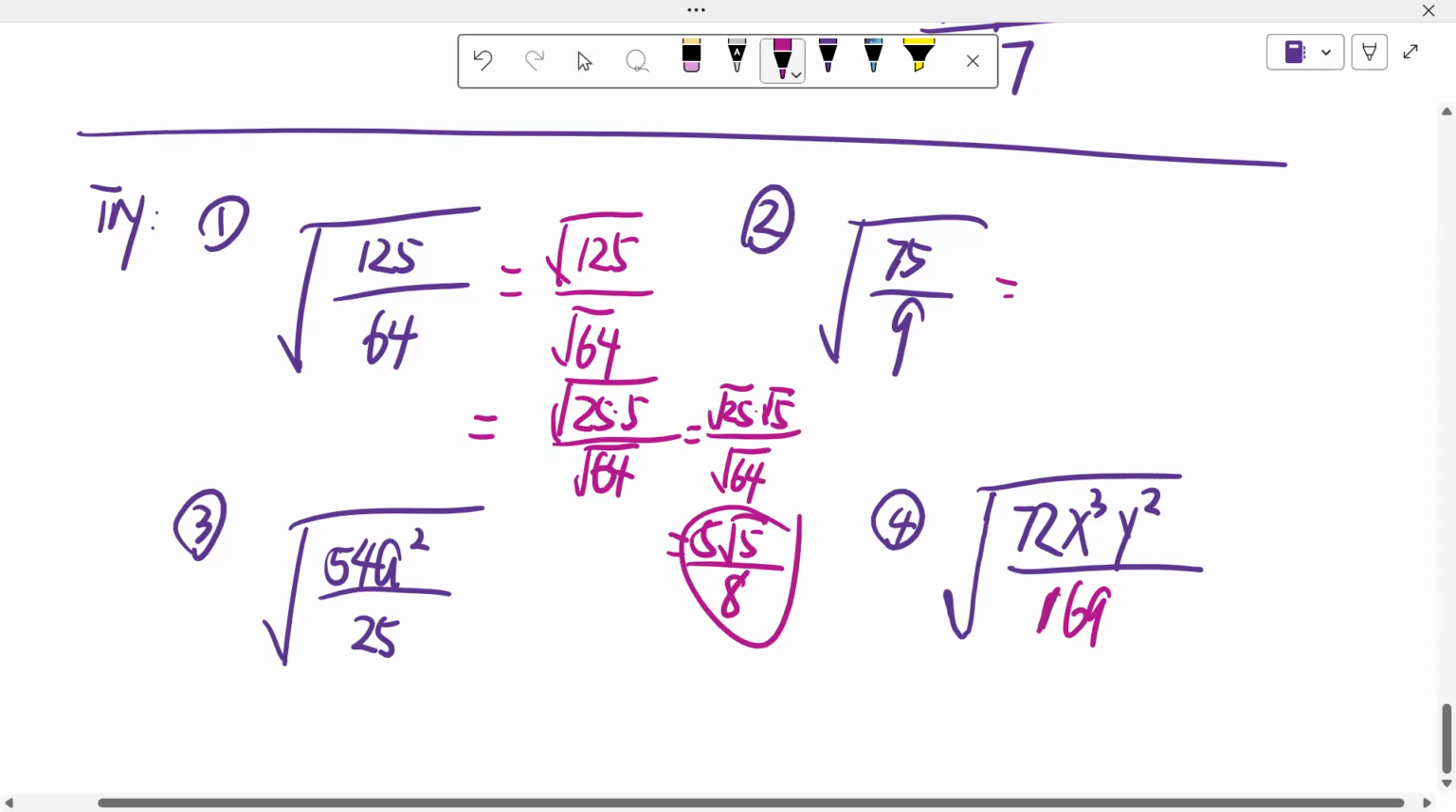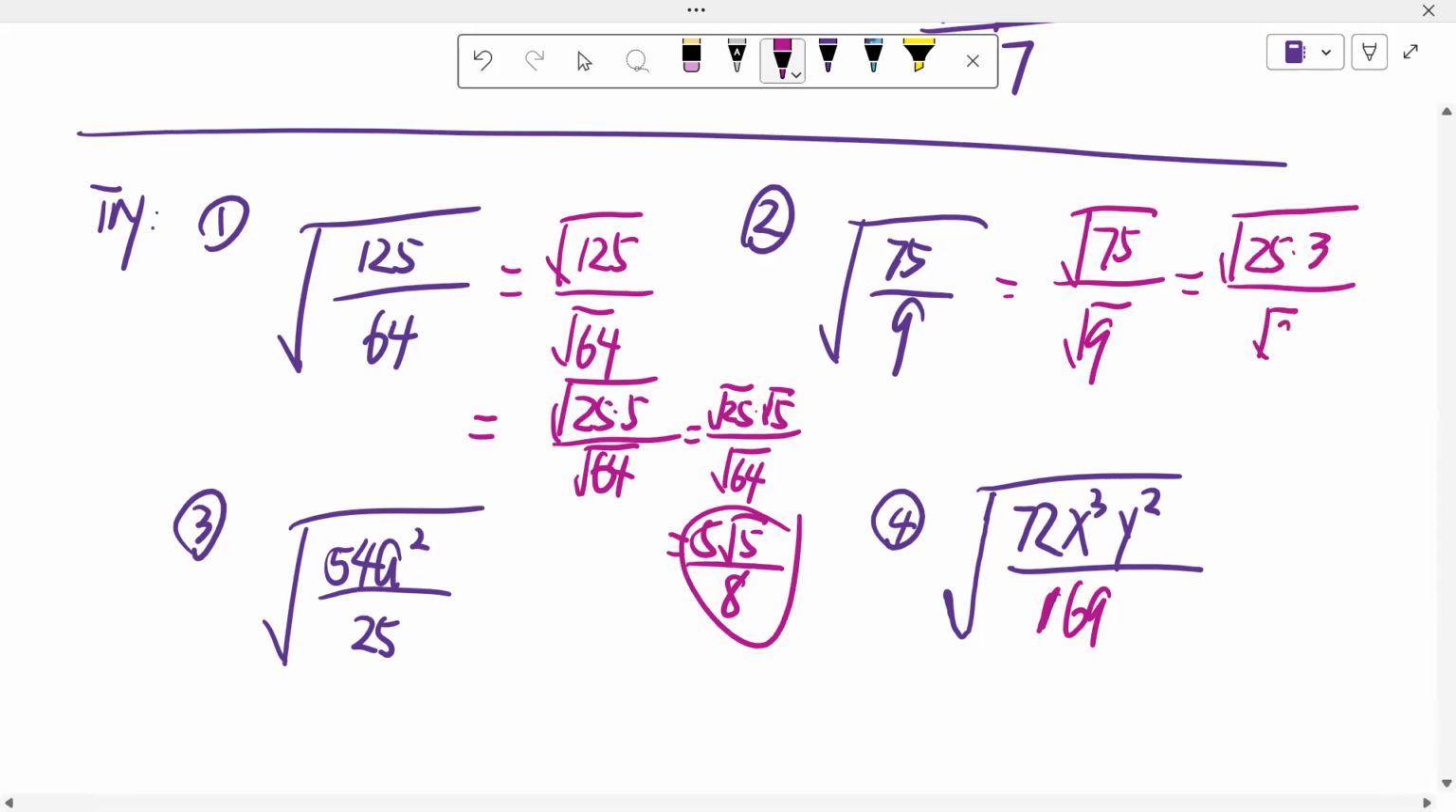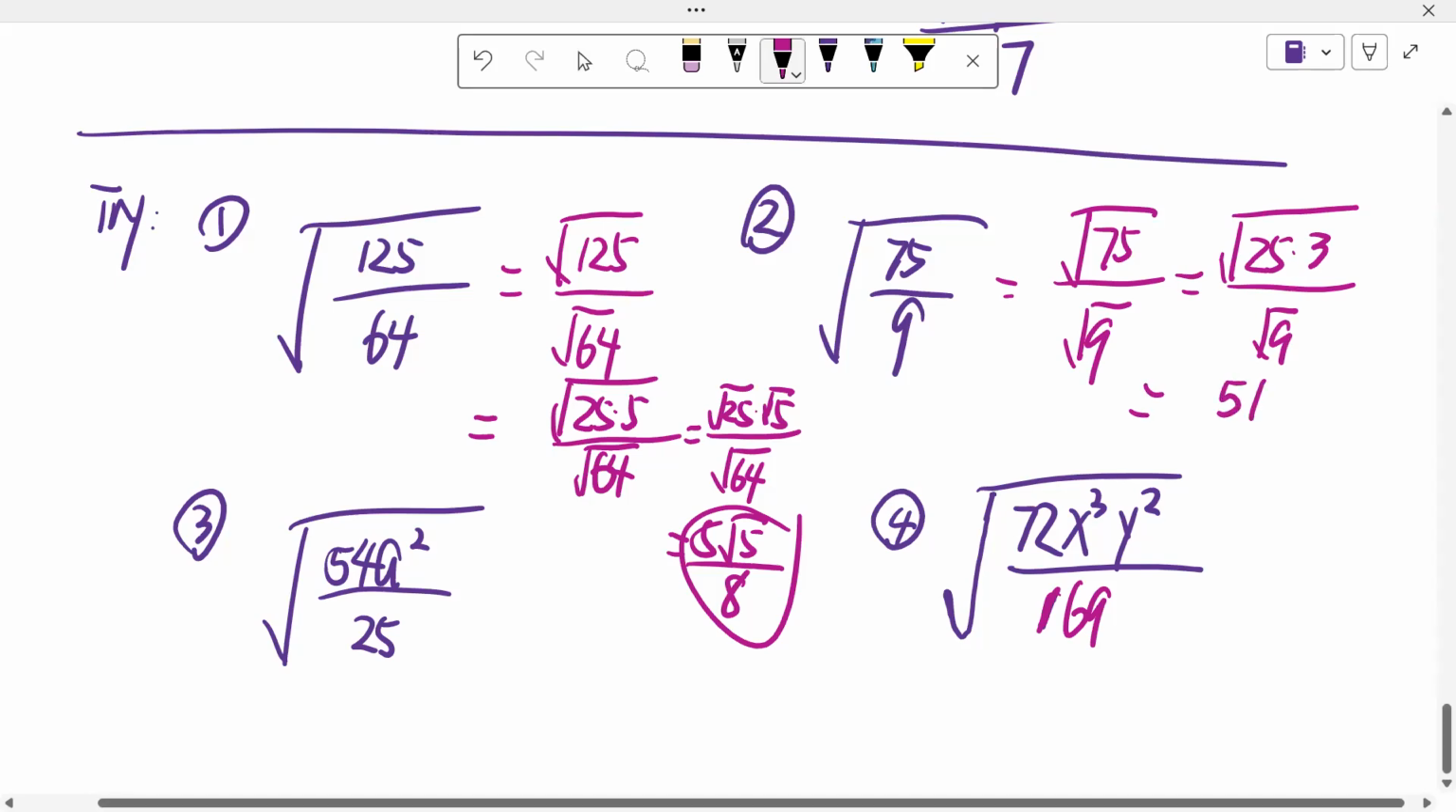And the second one, very similar. Split it up: square root of 75 over square root of 9. So square root of 75 equals 25 times 3. The square root of 25 is 5, and the square root of 3 remains, over 3.